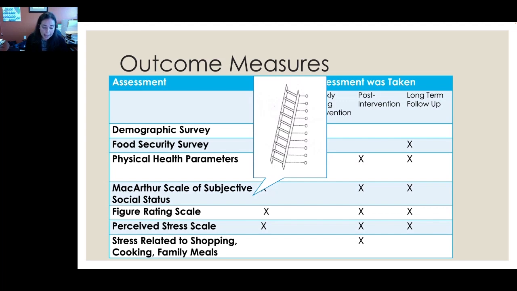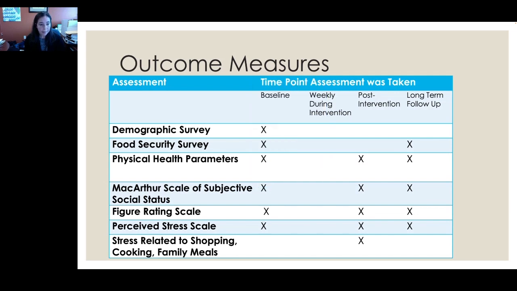the ladder. And this question was asked twice because the question was asked about their standing in their society as well as their standing in their community. So a score of 1 indicates the lowest rung on the ladder, and a score of 10 indicates the highest rung on the ladder. And we assessed subjective social status at all 3 time points.